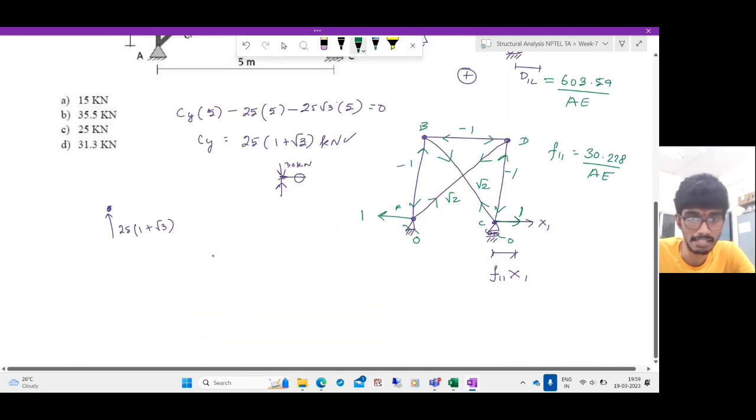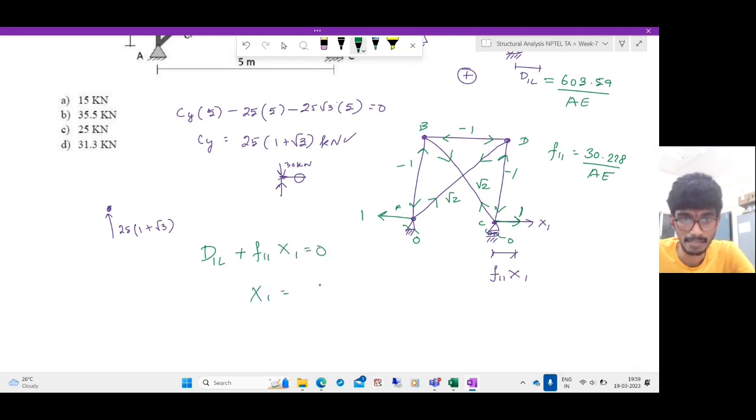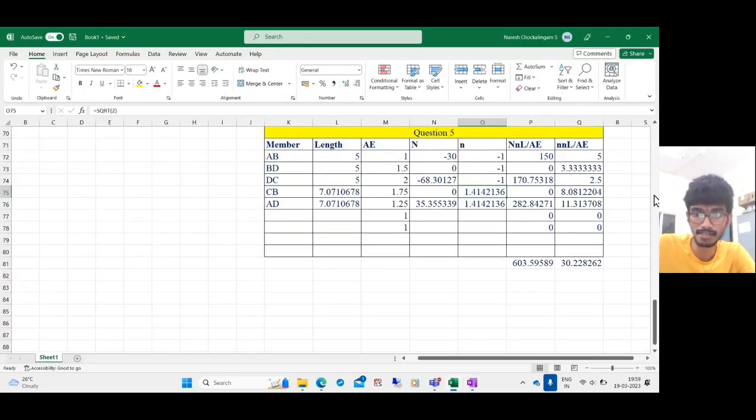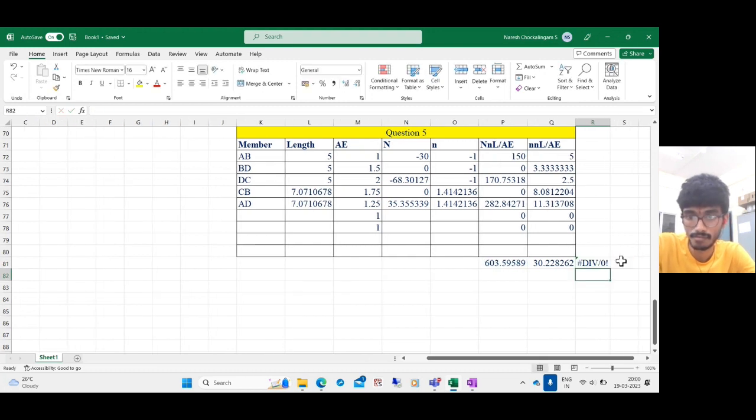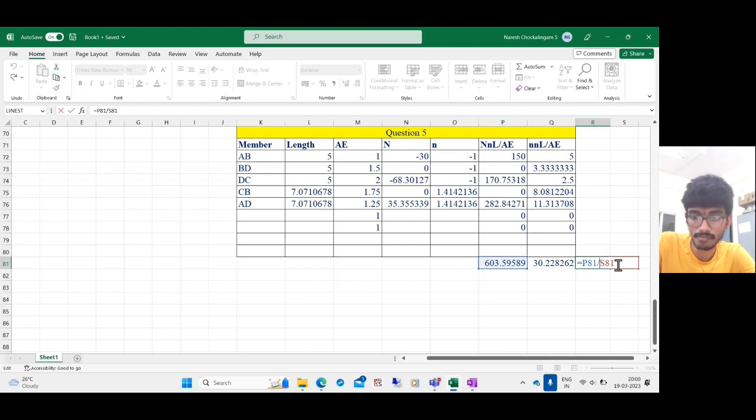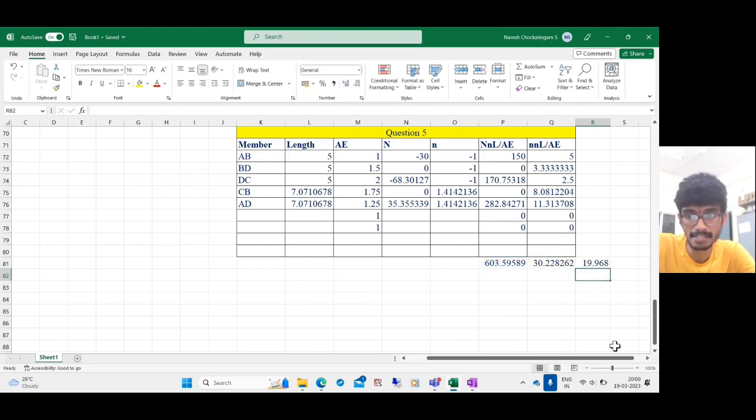What is the compatibility condition? It is D1L plus F11 X1 is equal to 0. And X1 is equal to minus D1L by F11.